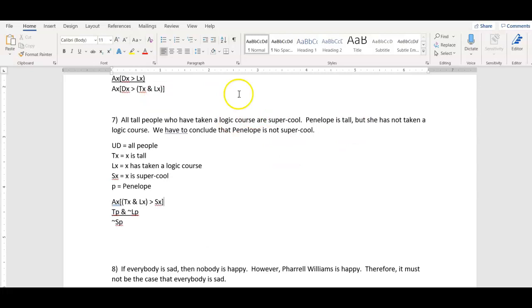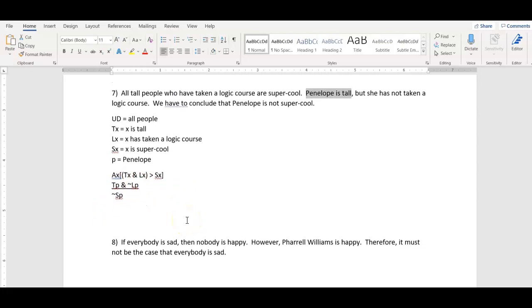Now remember, sometimes people get confused. They're going along, they're using quantifiers, and then they come to a sentence like this, and they go, oh, I must need a quantifier in there, right? But you don't. Quantifiers are for words like all, some, none, etc. If you just have a singular subject like Penelope and a predicate being applied to that singular subject, then there's no quantifier needed. It's just TP. Penelope is tall.